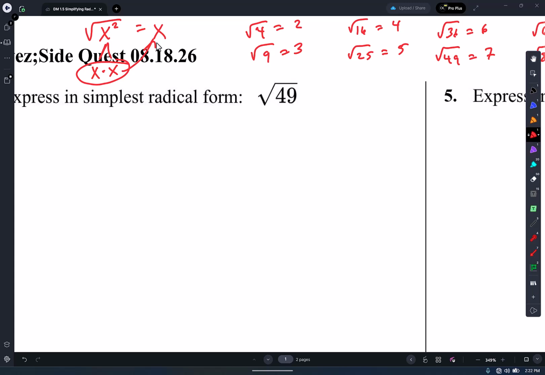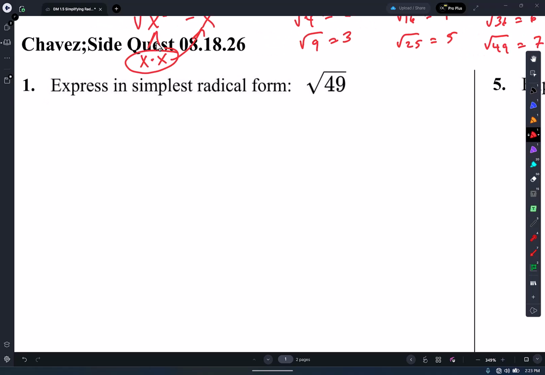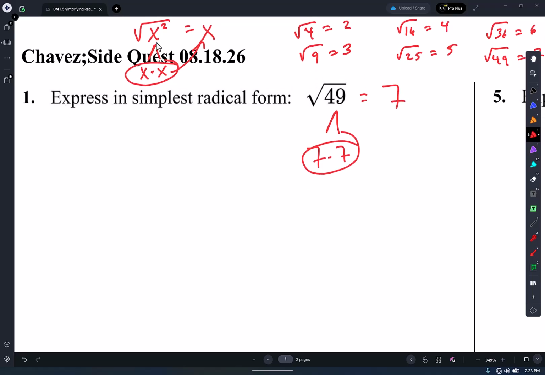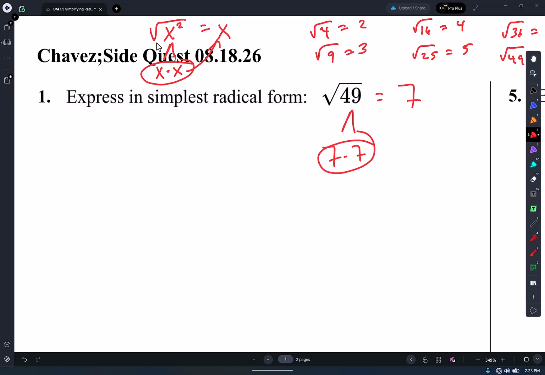Okay, are we okay so far, guys? All right, so I look at this question right here. It says square root of 49. This is the same thing as 7 times 7. So the square root of 49 is 7, and that's it. Nothing crazy. Are we still okay?